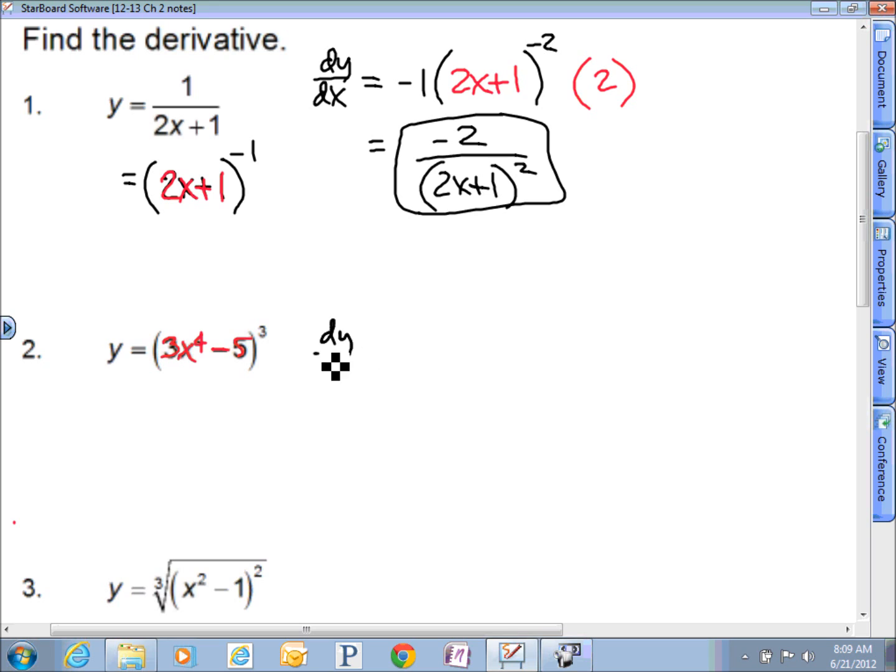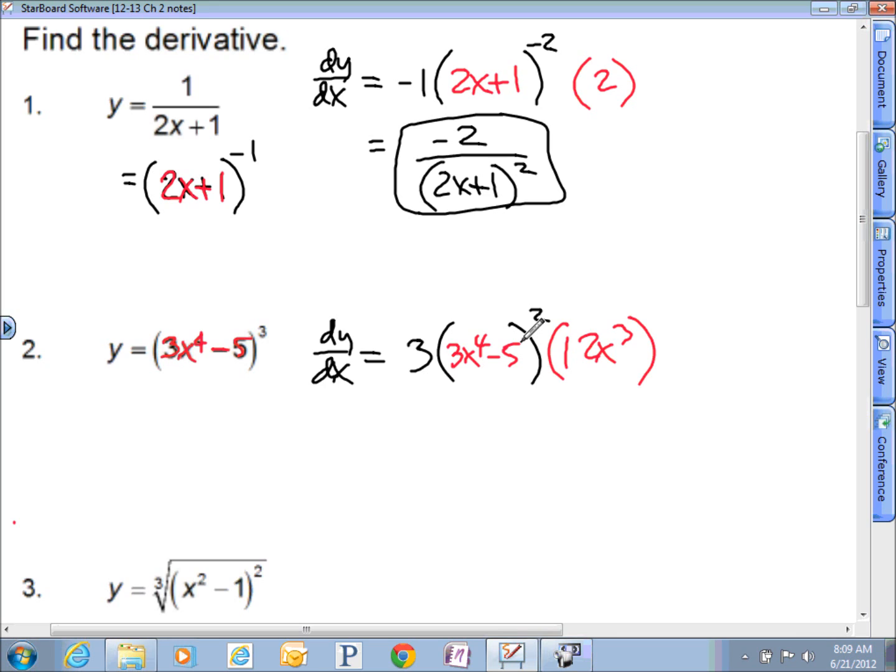So our dy over dx, derivative of the outside function would be 3 times that something squared. Derivative of the inside function would be a 12x cubed. Well, now what was inside the original function, inside that cube? The 3x to the 4th minus 5 was, and now we're ready to go. I'm hoping that you're not going to break the rules of algebra and try to distribute that 3 into the quantity squared, because exponent rules supersede multiplication.